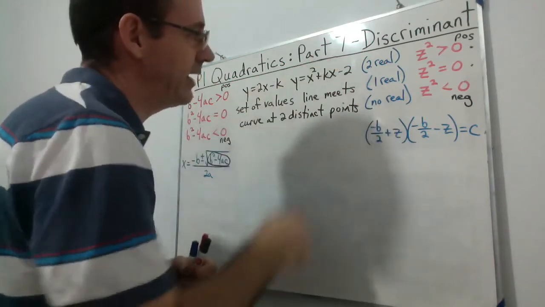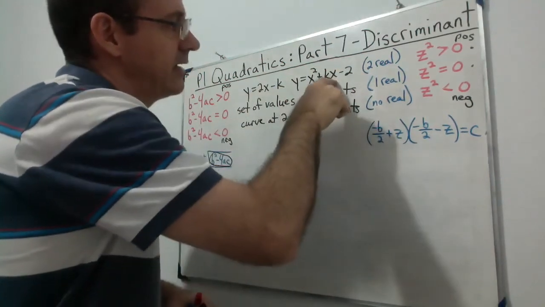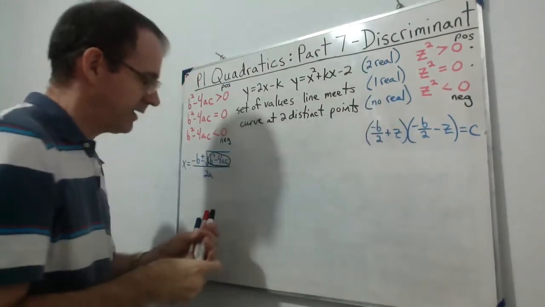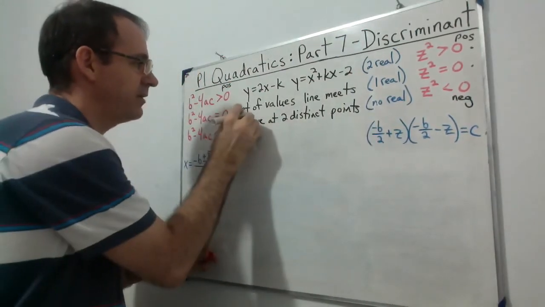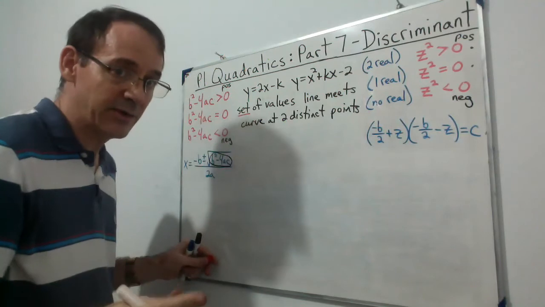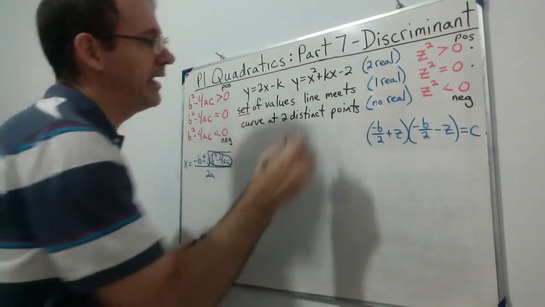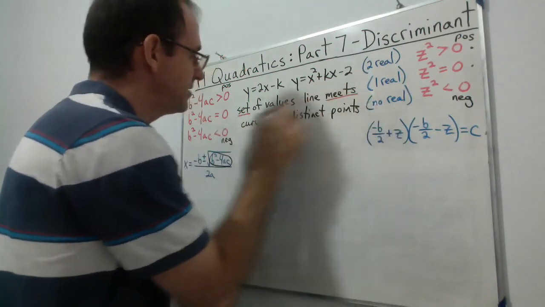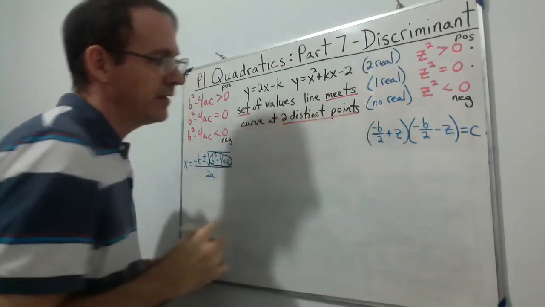So here we have obviously a line, y equals 2x minus k. We have this quadratic, y equals x squared plus kx minus 2. Again, find the set of values. So that's our clue that we're dealing with an inequality. And our line meets the curve at 2 distinct points.